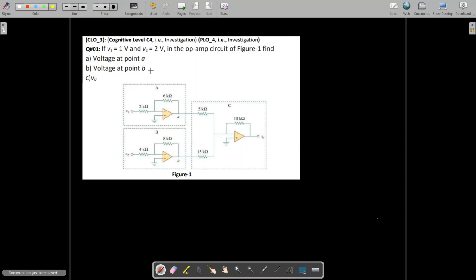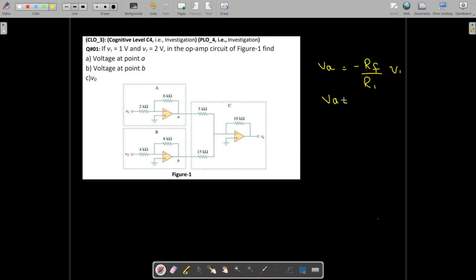Now first of all, we need to find the voltage at point A, which is VA. Now if you look at this amplifier, this is an inverting op-amp, and the output of this inverting op-amp, this VA, will be equal to minus the feedback resistor, which is RF, divided by the input resistor, which I am going to call R1, and then multiply by the V1. Fine. So this is your feedback resistor 6 kilo ohm, this is your R1 2 kilo ohm, and V1 is given to you, which is 1 volt.